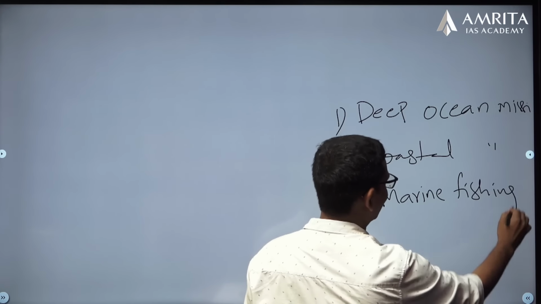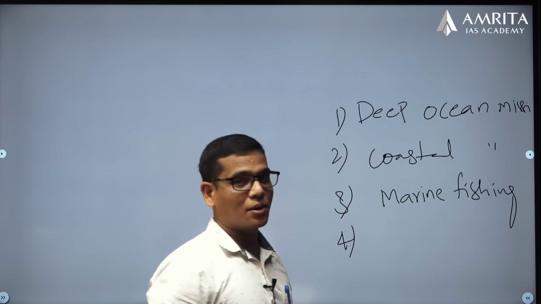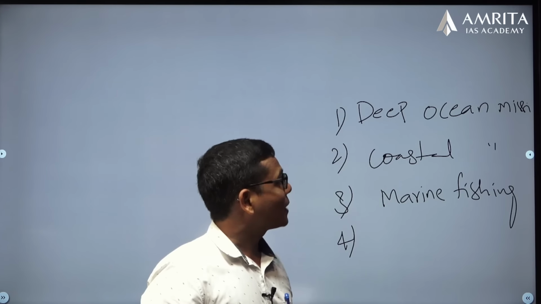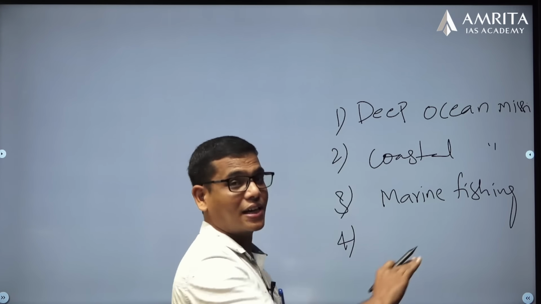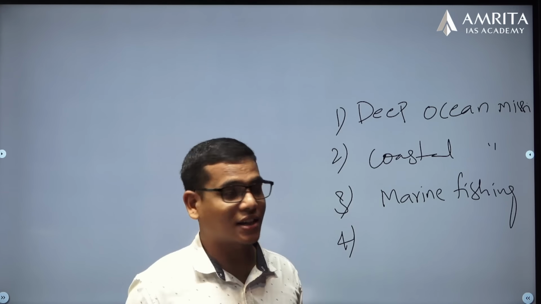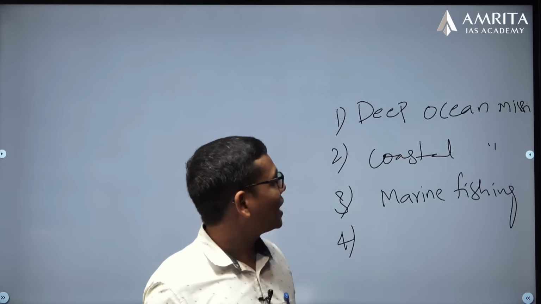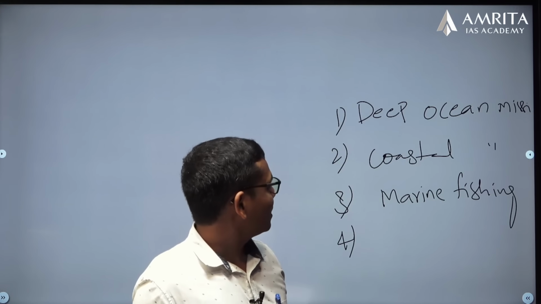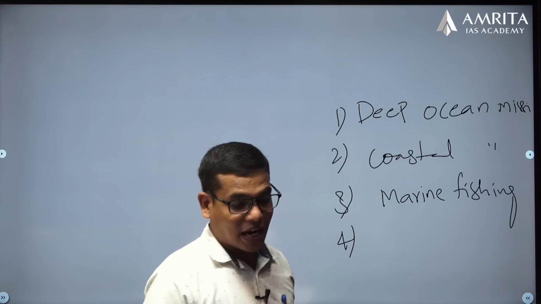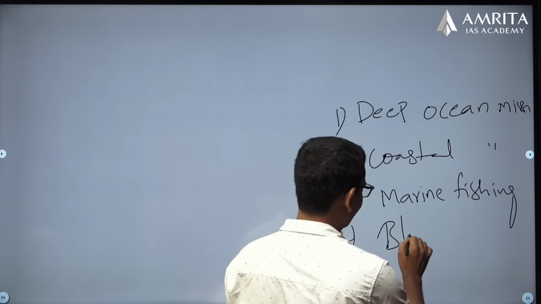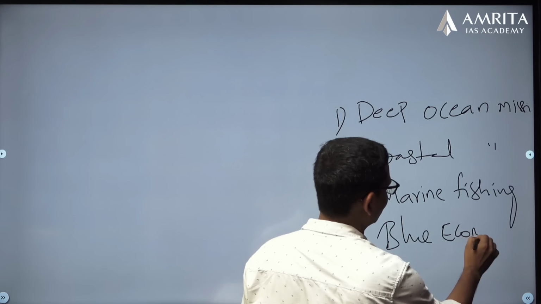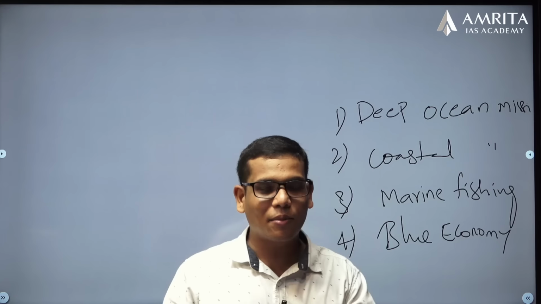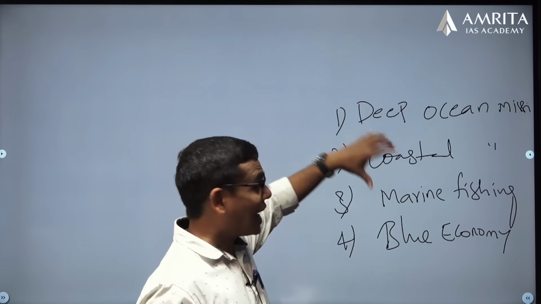So, in every aspect we are careful about protecting the ocean, and we are careful in our practices which are sustainable in nature. To make the practices sustainable, we are putting a lot of attention on those items. Okay, deep ocean mission, coastal mission, marine fishing policy, and blue economy policy. So, these are the 4 aspects taken by the government of India.